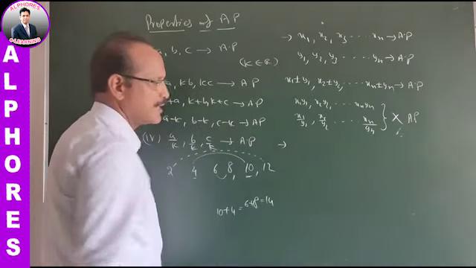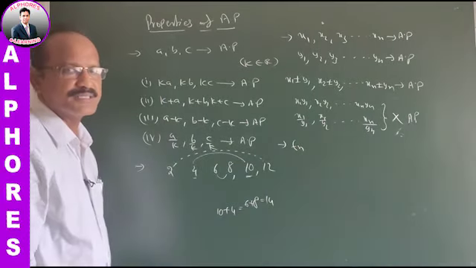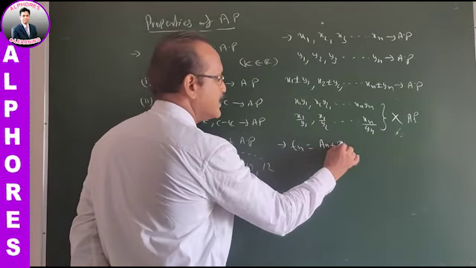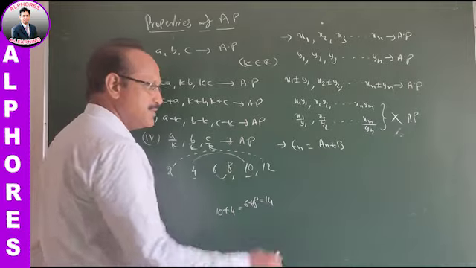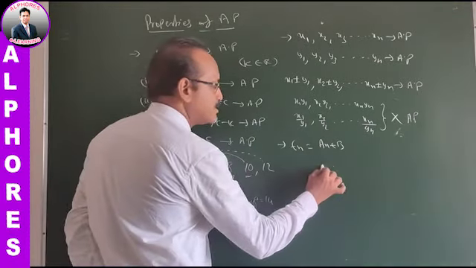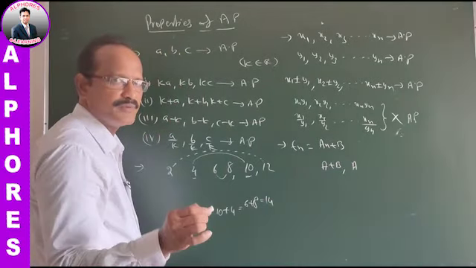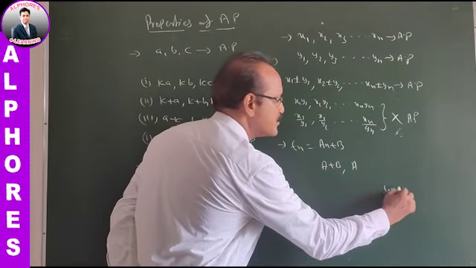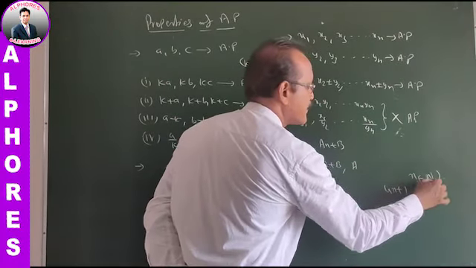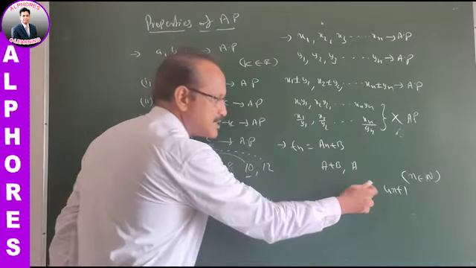Coming to the next property. Right? If the nth term of a sequence is of the form an plus b, then the terms form an arithmetic progression with first term a plus b and common difference a. For example, I will give an example. Suppose the nth term of a sequence is of the form 4n plus 1, where n is a natural number here.